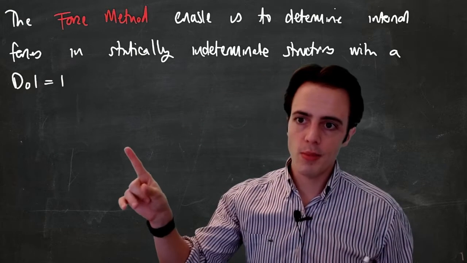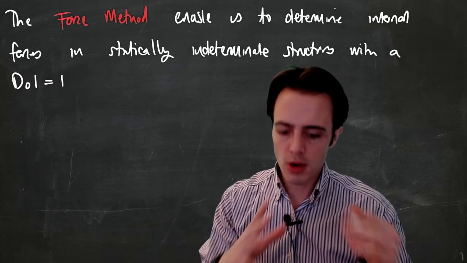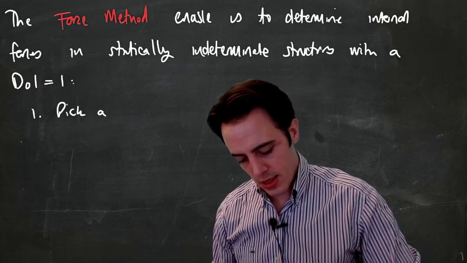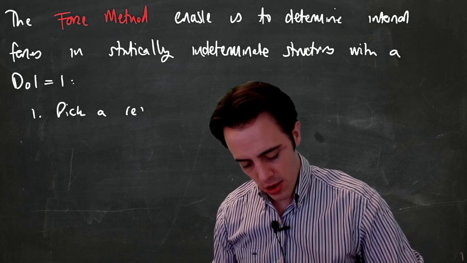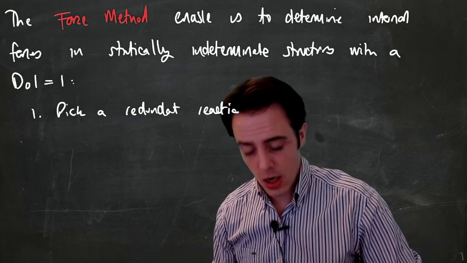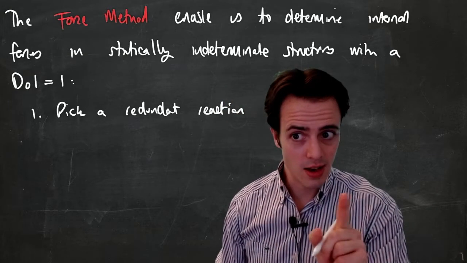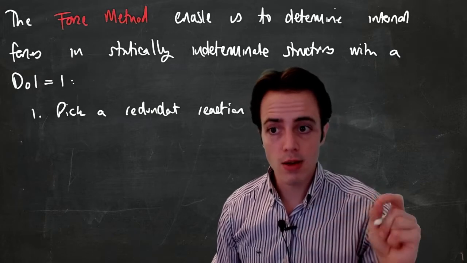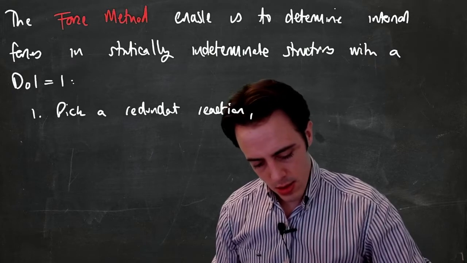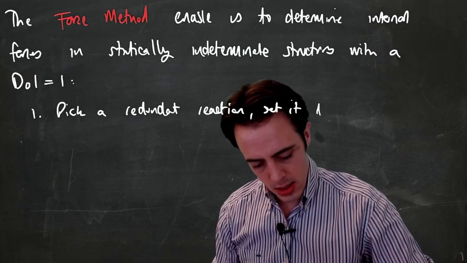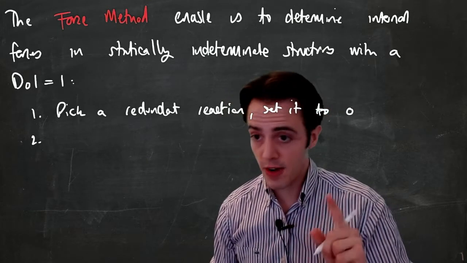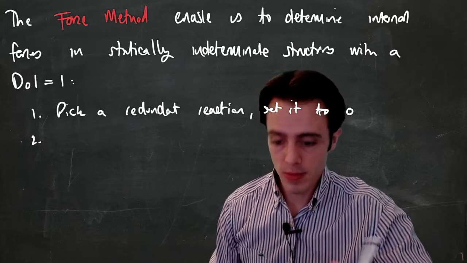So if we have a degree of indeterminacy of 1, we use the force method. And the methodology with the force method was basically, 1, pick a redundant support, or pick a redundant reaction. And this is if it's externally indeterminate. We're going to use this a little later for an internally indeterminate structure as well, but this, as I'm writing it, is for an externally indeterminate structure. Pick a redundant reaction, set it to 0. And we then look for how much the structure deflects in the direction of where that redundant reaction is.